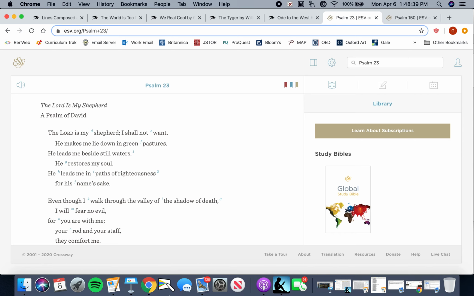Parallel sort of expansion on that initial thought. He makes me lie down in green pastures. Okay, which is indented. Do you see the visual structure in the ESV representation of the text? Okay, this is this kind of indented, like this is why I shouldn't want. It's like a sub point, and then he expands. He leads me beside still waters. He restores my soul. He leads me in paths of righteousness for his name's sake.